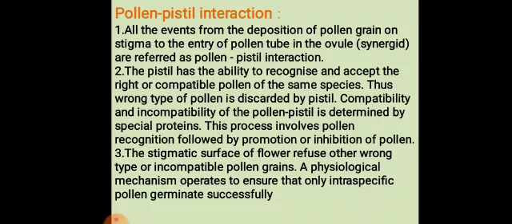The pollen pistil interaction is the interaction of the pollen grain with sporophytic tissue, and it begins with pollination and ends with fertilization. All the events from the deposition of pollen grain on the stigma to the entry of the pollen tube in the ovule are called pollen pistil interaction.